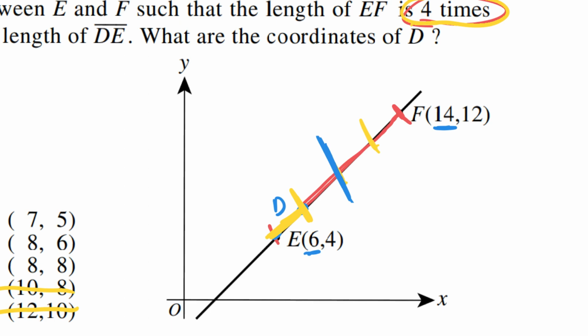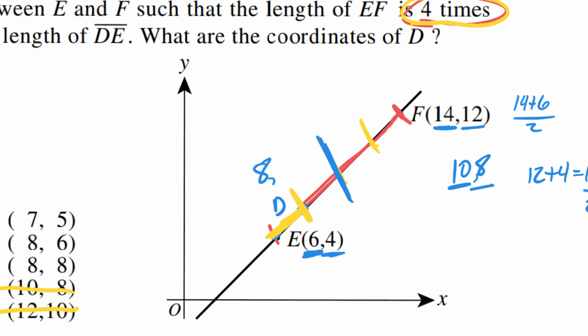Well, the midpoint of 6 and 14 would be 10. That's 14 plus 6 divided by 2, that's 10. And the midpoint of 12 and 4, well, that'd be 12 plus 4, would be 16. So the midpoint of that is 8. Okay, well, that's the midpoint. We need to find the midpoint of the midpoint. So the midpoint between 6 and 10, of course, is 8. They're only 4 units apart. And the midpoint between 4 and 8 is 6. So this would give us a segment that is 1/4 the size of the others.